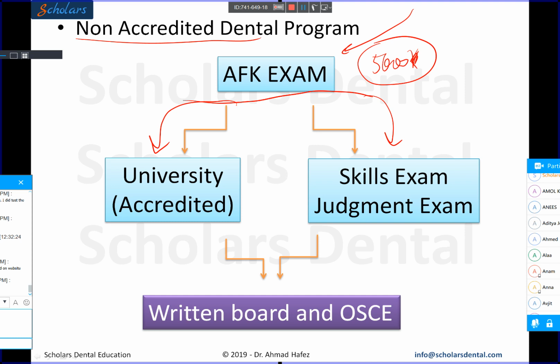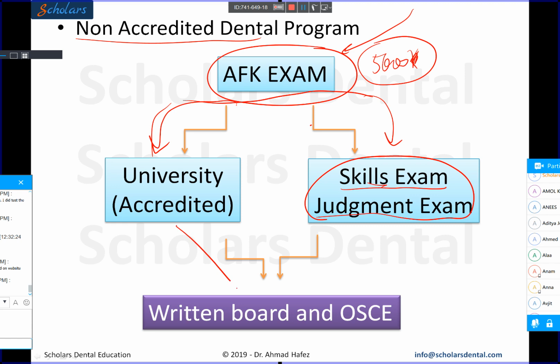Okay, so you do the AFK exam, and then after that, you have two paths. I think you all know this. You either do the direct path, which is you do the skills and judgment, and these could be done in either order, you could do the judgment first or the skills first, it doesn't matter which one you do first, or you just go to university. Once you're done with these two things, you'll all end up in the same place doing the written board and OSCE exam, and you get your cert.